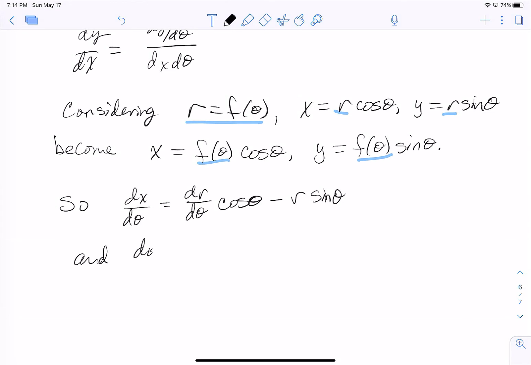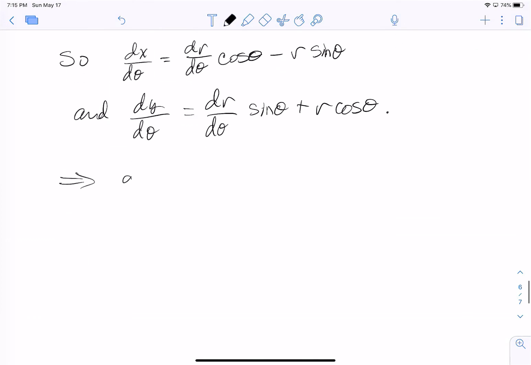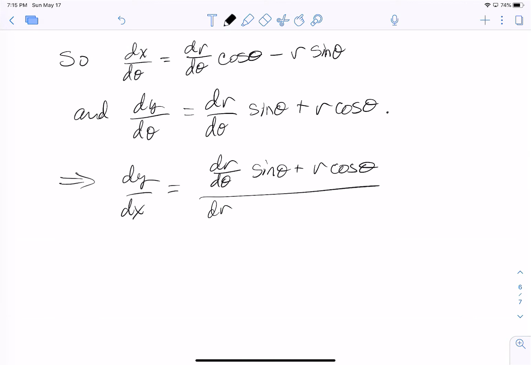dy/dθ is similar. We have dy/dθ equals dr/dθ times the sine of theta plus r times the cosine of theta. All of this leads to dy/dx is equal to dr/dθ times the sine of theta plus r times the cosine of theta, divided by dr/dθ times the cosine of theta minus r times the sine of theta.